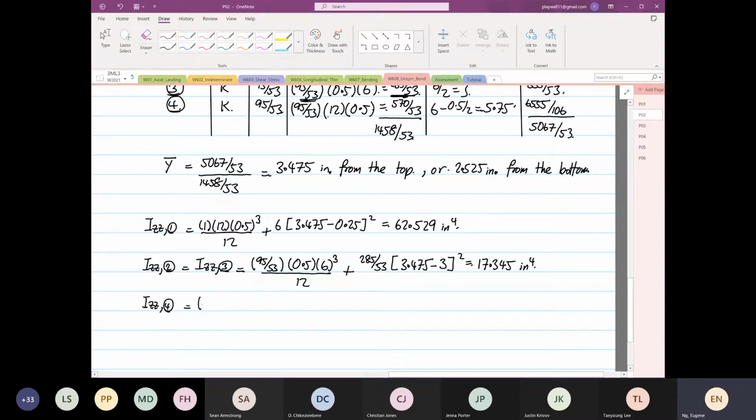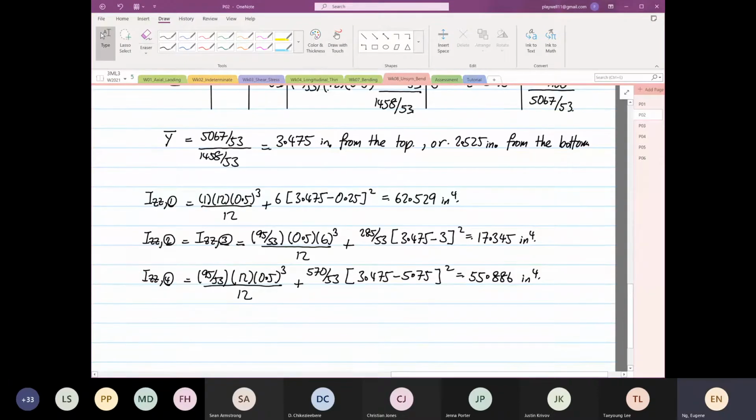Okay. So IZZ4 is 95 over 53 multiplied by 12, 0.5 cubed divided by 12 plus 570 over 53. Now it's (3.475 minus 5.75) the whole thing squared. Okay, so 95 over 53 times 12 times 0.5 power 3 divided by 12 plus 570 over 53 times (3.475 minus 5.75) close bracket squared is equal to 55.886 inches to power 4. Okay, so let me do it again. So it's equal to 55.886.